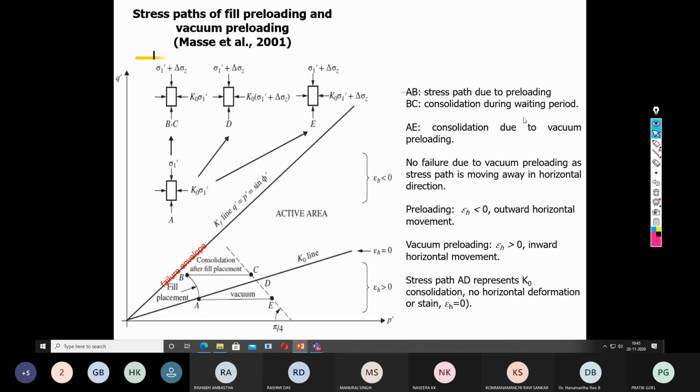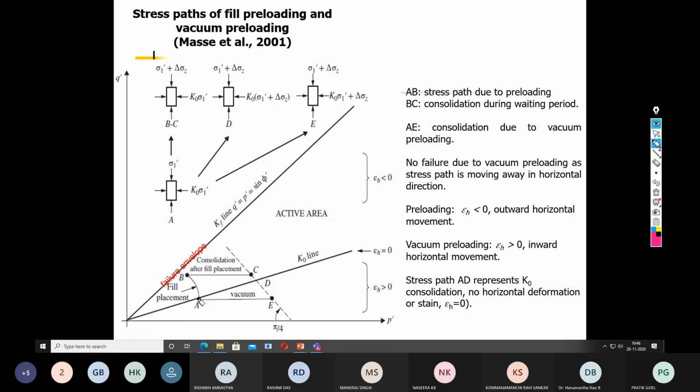B to C consolidation during the waiting period. A to E consolidation due to vacuum preloading. So when sigma h is less than 0, there is no failure due to vacuum preloading, as the stress path is moving away in the horizontal direction.